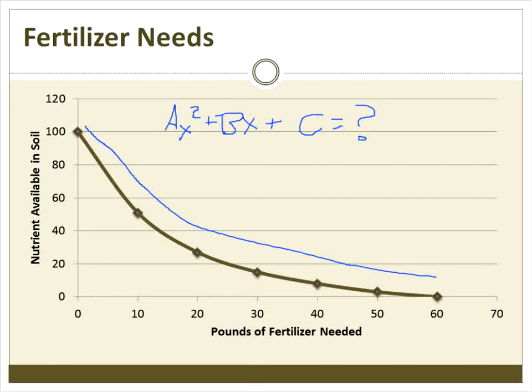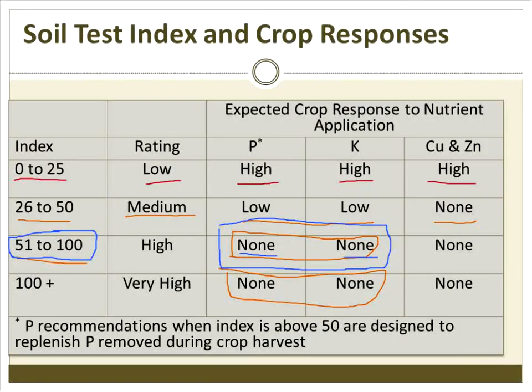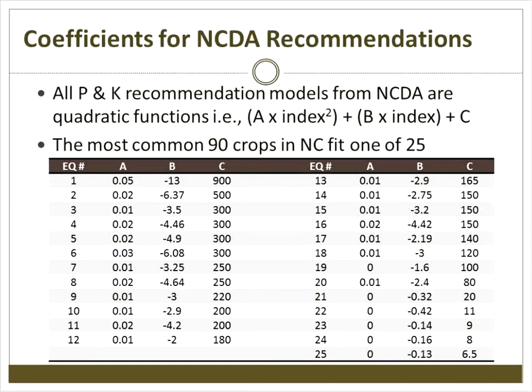Well, the thing that we can think about from a soil fertility recommendation model is that we can replace that x squared, or that x, if you will, with some sort of value that is relevant to the soil concentration. So our soil index, for example. So we end up with something like A times the soil index squared plus B times the soil index plus C equals how much fertilizer we need to apply. And in fact, that is the very model that we use in North Carolina.